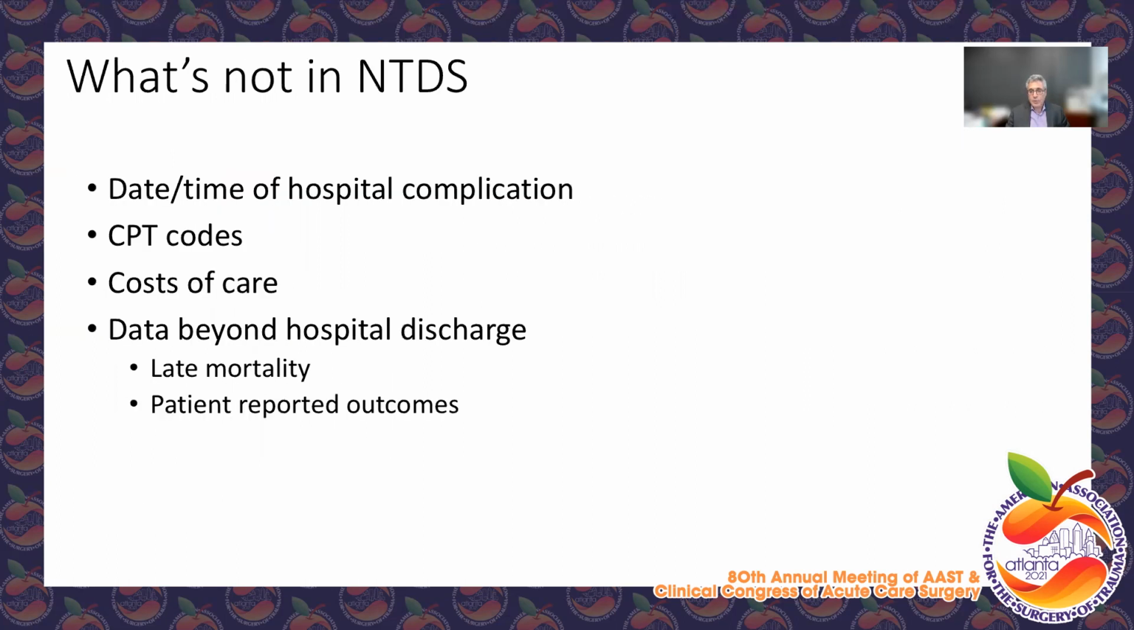I will give you a sense of what's not in the NTDS. For example, if you're looking for the date and time of a hospital complication, did it occur before or after an intervention, for example? We don't know that. We don't capture CPT codes. We don't capture the cost of care, and we don't capture any data beyond hospital discharge. So everything stops on the date of discharge, which means we don't have late mortality and we don't have patient-reported outcomes. We're trying to address that latter deficiency, and again, I'll speak to that a little bit later.